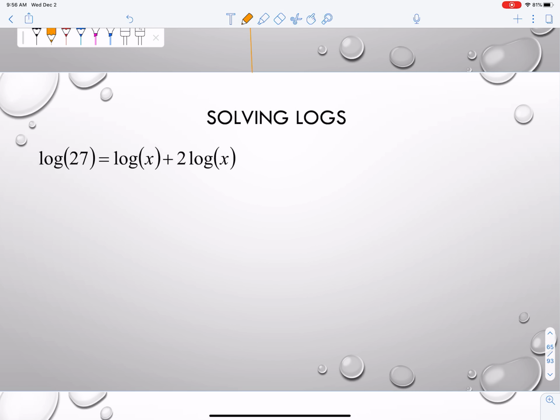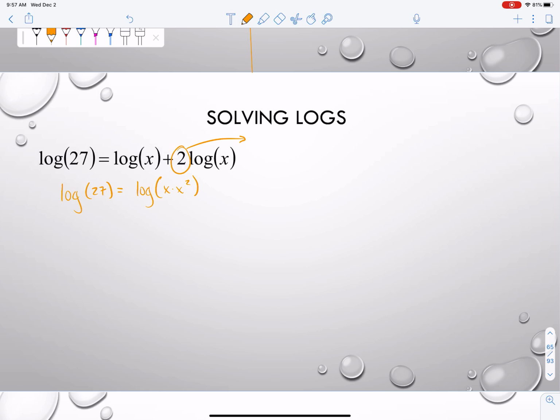Next example I have here is log of 27 equals log of x plus 2 log x. Now I've got multiple logs going on here. I can do this as a single log on each side, or I can get everything onto one side and roll the log. I'm going to do a single log on each side. I'm going to bring this coefficient up as an exponent and condense all in one step. So here we have log of 27 equal to log of x times x squared, which is really x cubed.